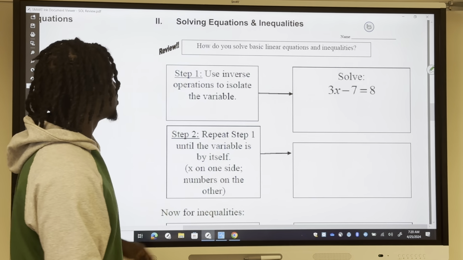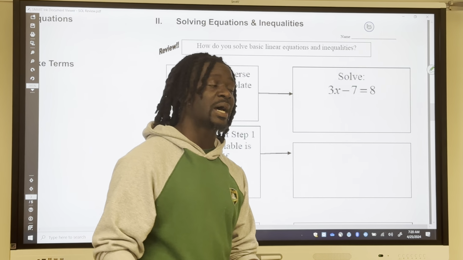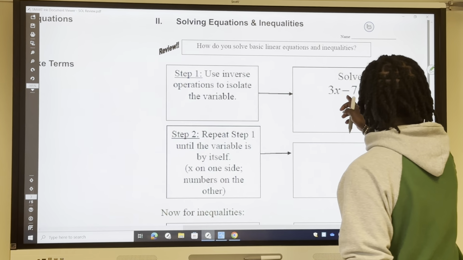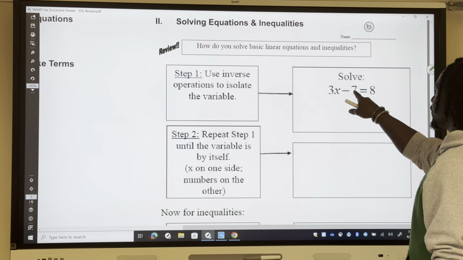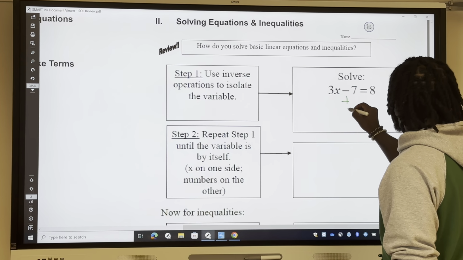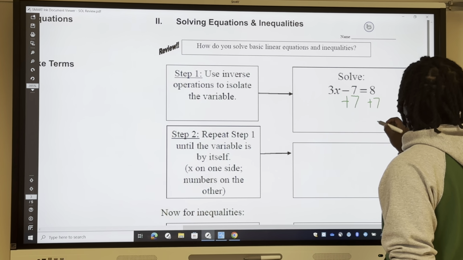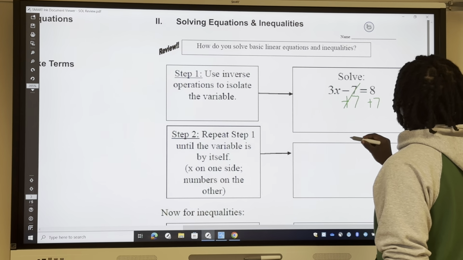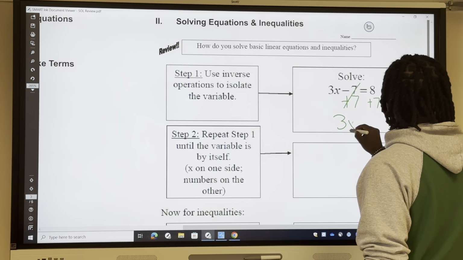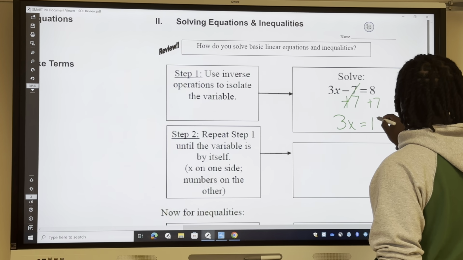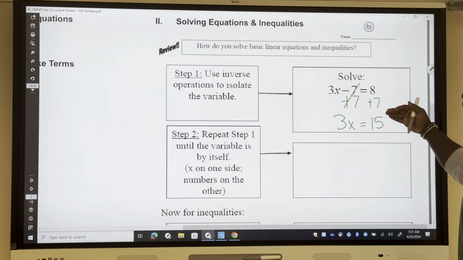All right. So to solve an equation, you do the inverse operation. I'm trying to get the x by itself. So instead of doing minus 7, I'm going to add 7. When I do that, the 7s are going to cancel, and that is going to give me just 3x equals 15. So that was step one.